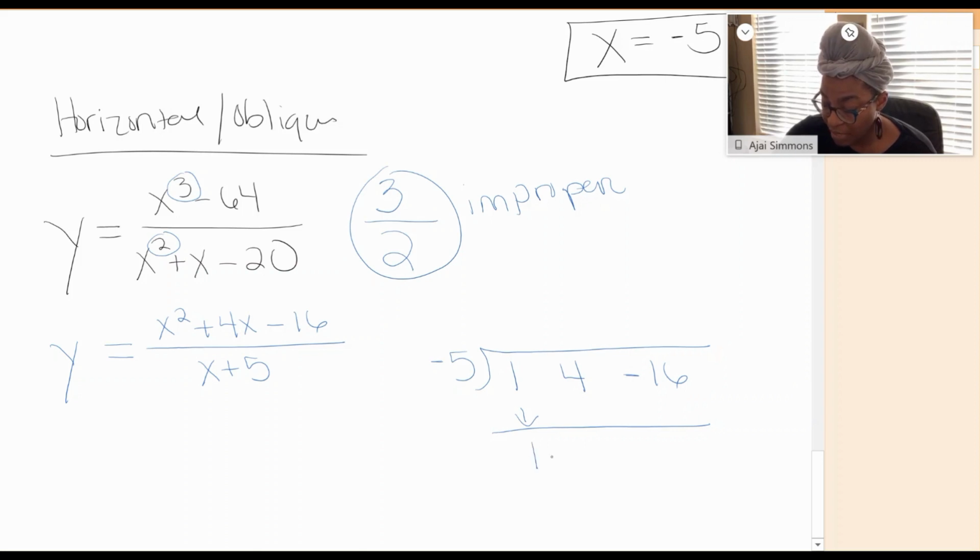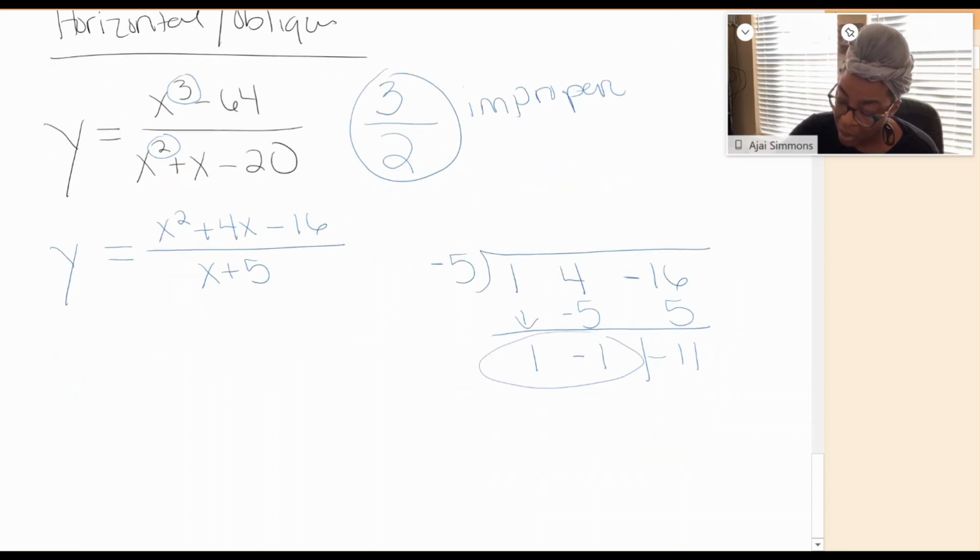I bring down a 1 and then -5 times 1, boom. This is going to be -1. This is going to be 5. And then this will be -11. I don't care too much about the remainder, but I do care about these two numbers right here. So my polynomial went down 1 degree. So this is going to be 1x minus 1. So this right here is my oblique asymptote. It's going to be y is equal to x minus 1.